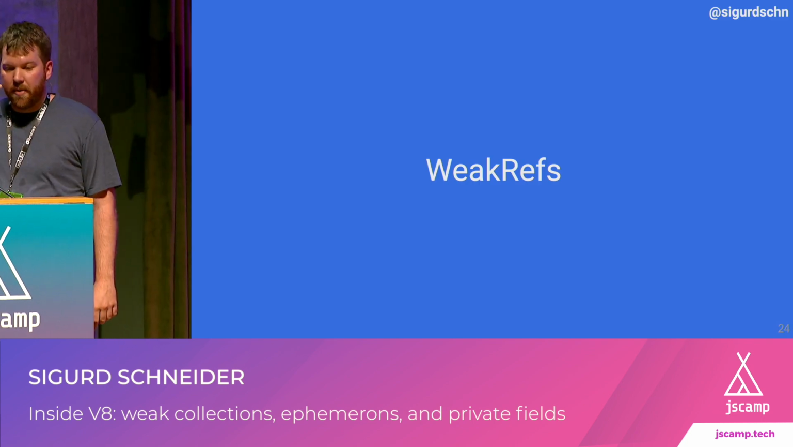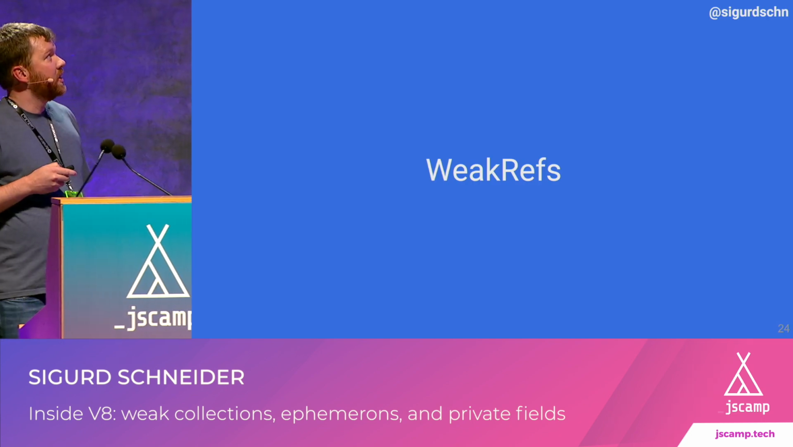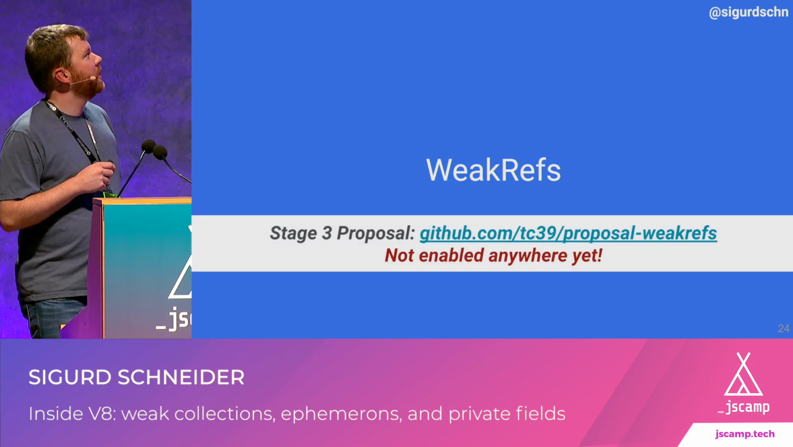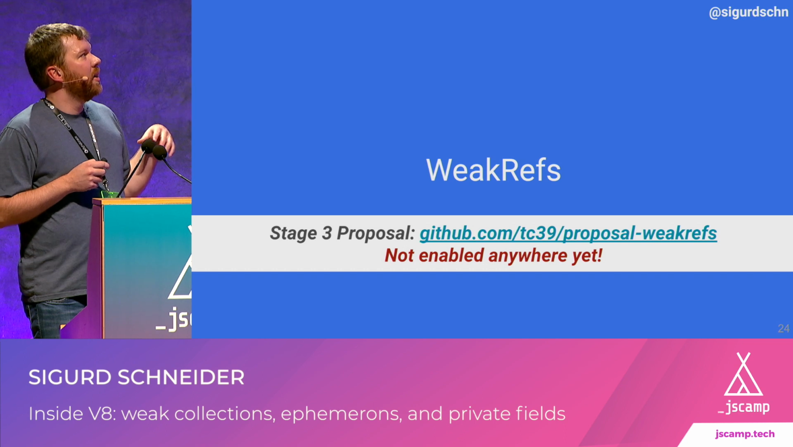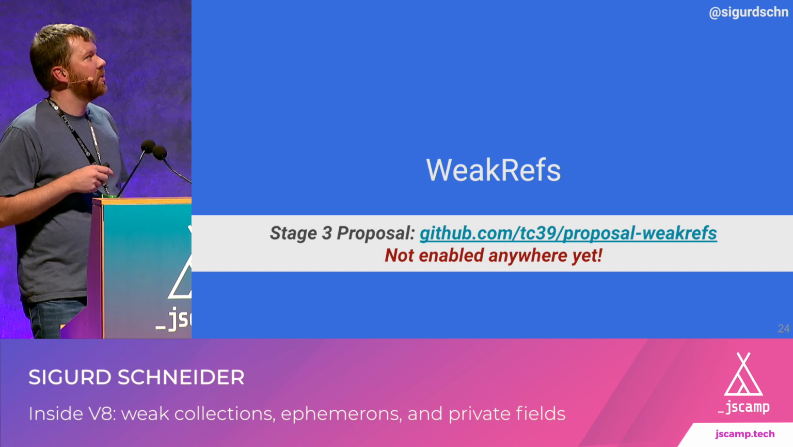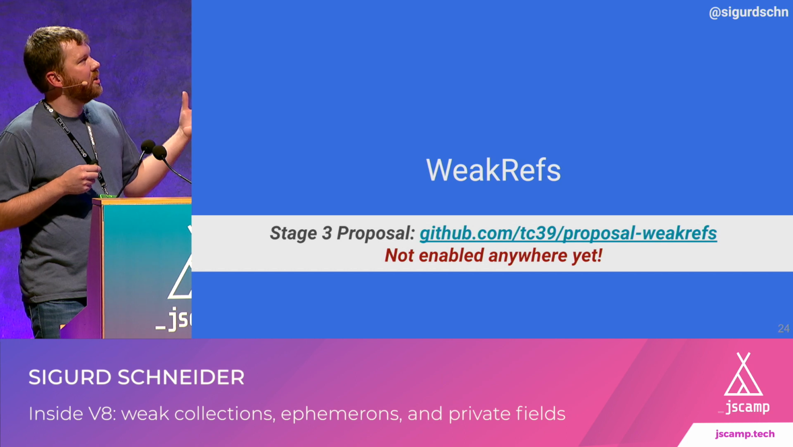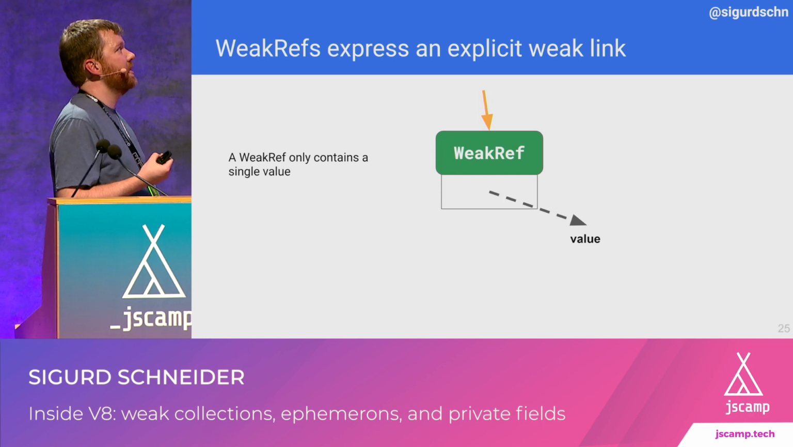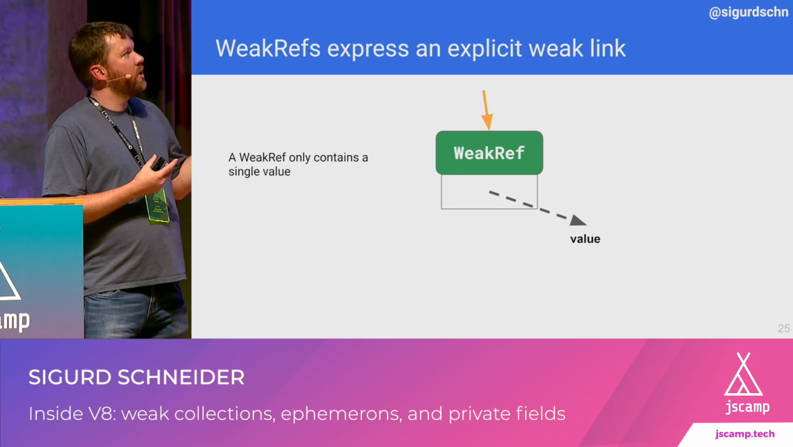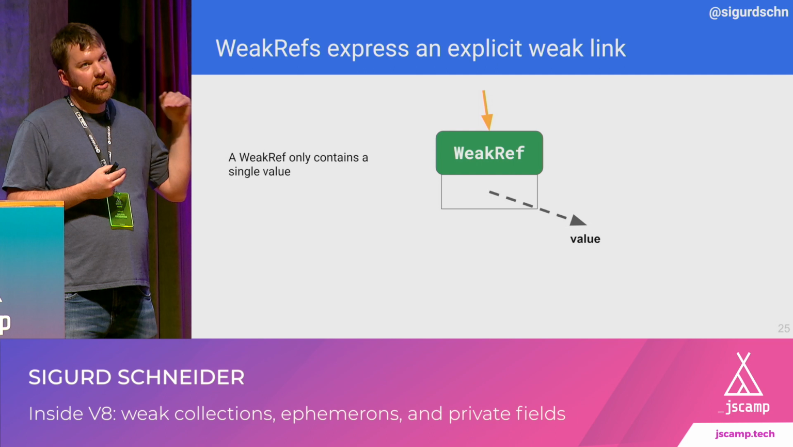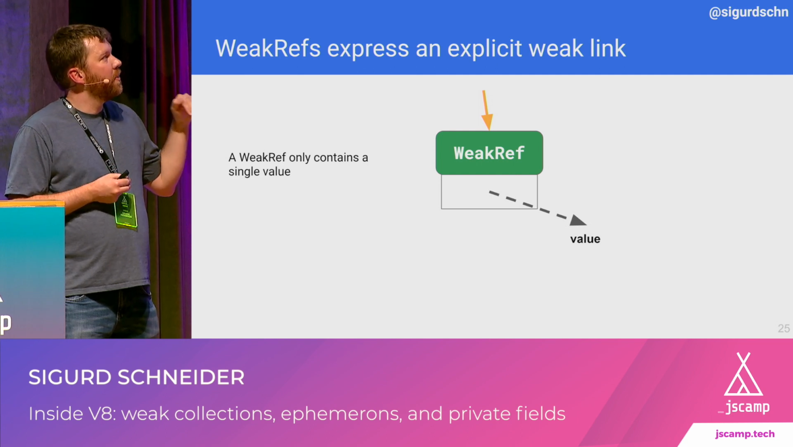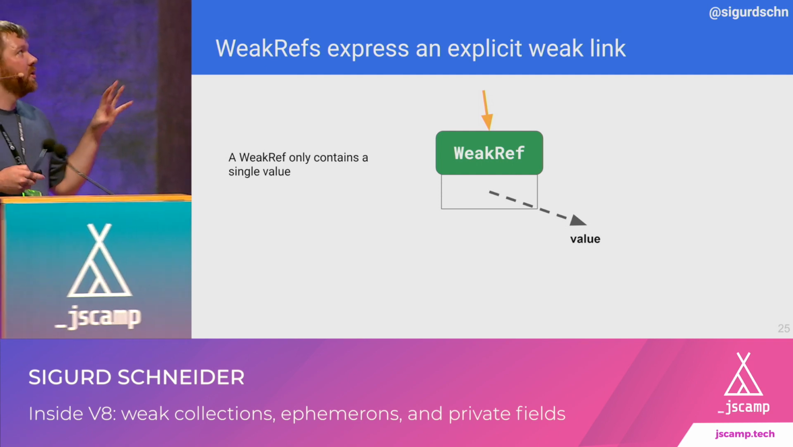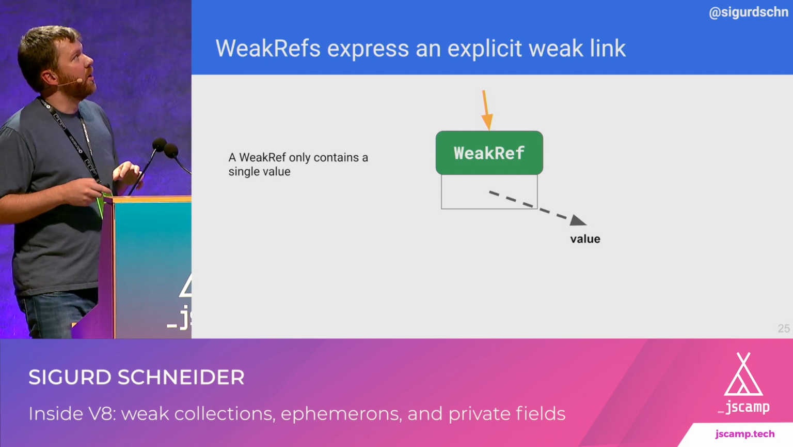And with this, I want to come to weak refs, which is another device that you have at your disposal soon, because it's a stage 3 proposal. That means browsers are now trying to implement it, but it's not enabled anywhere yet. And weak refs are special objects that have just one field in them, which holds a value that it doesn't keep alive from the GC perspective. And weak refs are not containers. They can't hold more than one object.